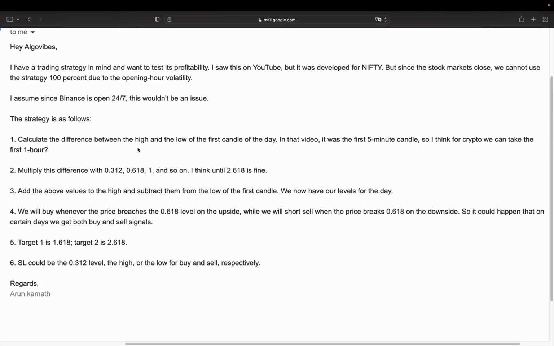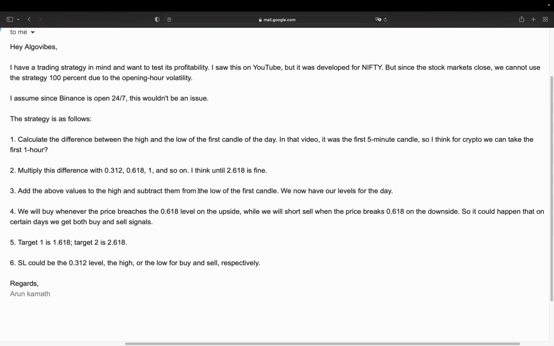Calculate the difference between high and low of the first candle of the day. For crypto, we are just taking the first 1 hour. We are multiplying that with Fibonacci ratios. I'm not going to cover what exactly Fibonacci ratios are, because they're just multipliers with certain properties, but I will link some resources below. Add the above values to the high and subtract them from the low.